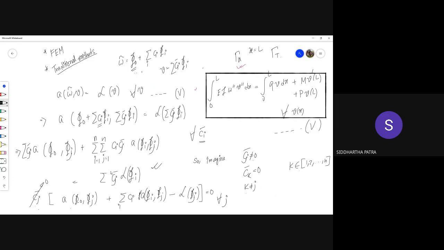So basically what we are getting is n equations. You see, we have n variables to solve for, and that's why we need n equations. And those n equations we are getting by employing the arbitrariness of n cj bars.